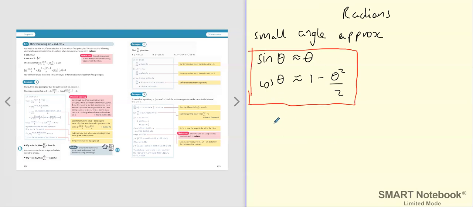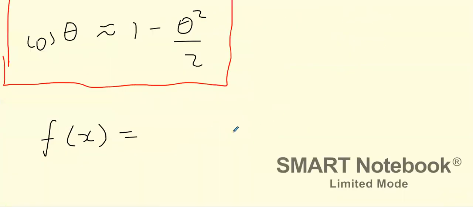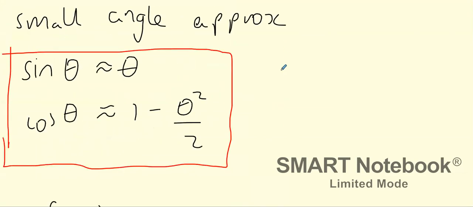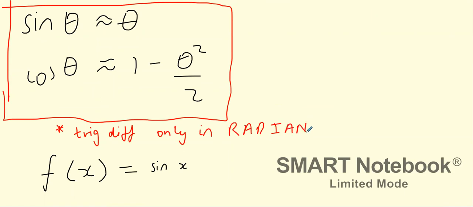So with that in mind, I want you to maybe have a go at differentiating f of x equals sine x. And of course, theta has to be in radians here, or x has to be in radians. Trig differentiation only works in radians. It does not work in degrees.